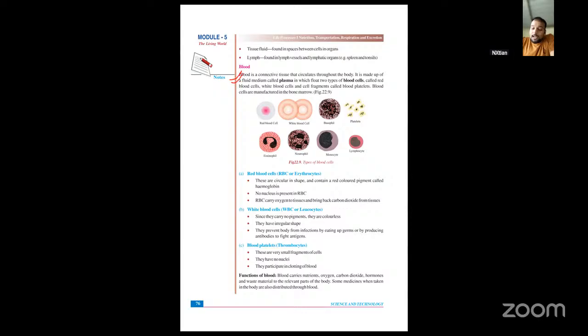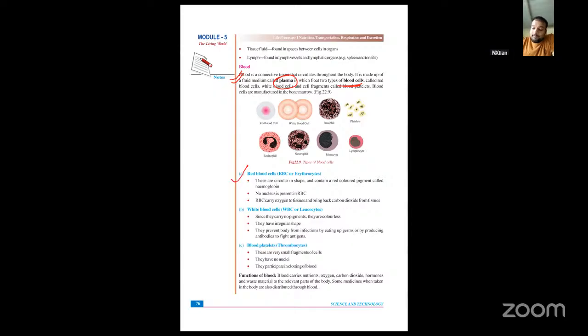Now blood, as it's new for Vidya. Blood is a connective tissue that circulates throughout the body. It circulates throughout the body, and it is made up of fluid, which is plasma, and blood cells. So the fluidity of the blood is defined by the plasma. Plasma is the main thing on which the cells flow. Understood? Cells flow on it.